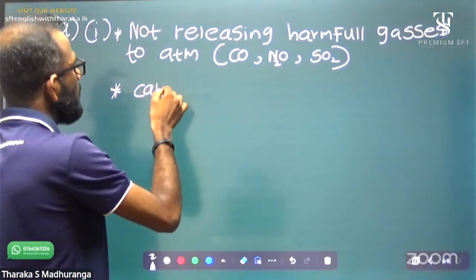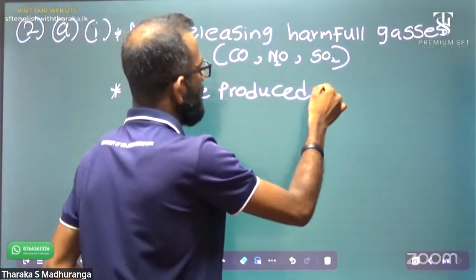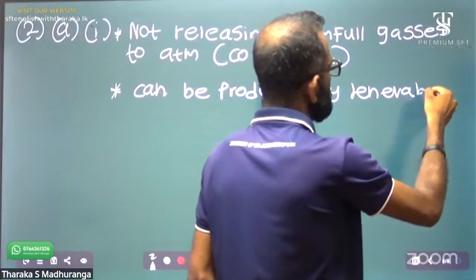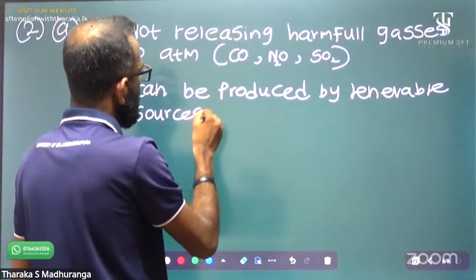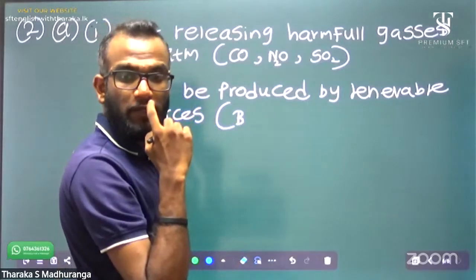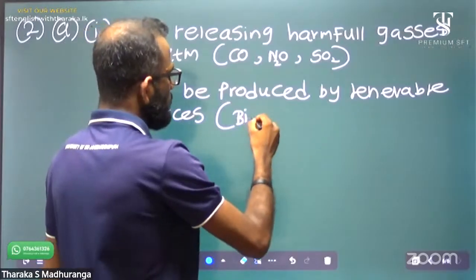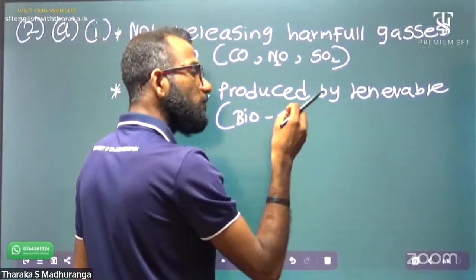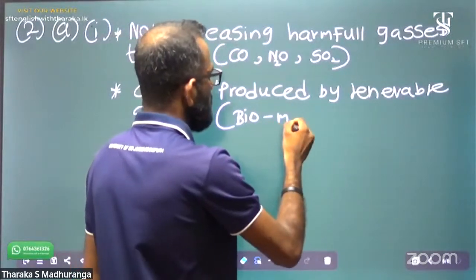The second one: can be produced from renewable sources. Example, bioethanol. How to produce bioethanol? Same as ethanol production. I will explain in cell structure. Bioethanol using microbial fermentation. Sorry, not respiration, fermentation. Not ethanol, methanol. Biomethanol.